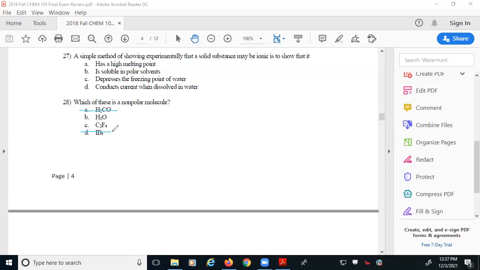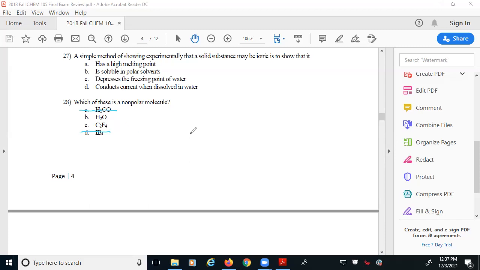Now we could draw these, or you could just rely on your instincts here. If we haven't hammered it into your head after 16 weeks that water is a polar molecule, then Monday's probably going to go pretty bad for you anyway. So water's polar.